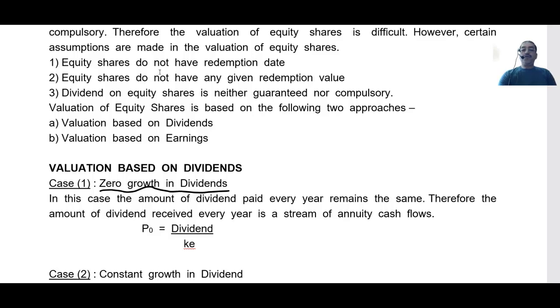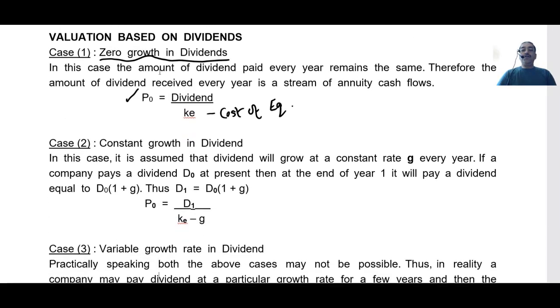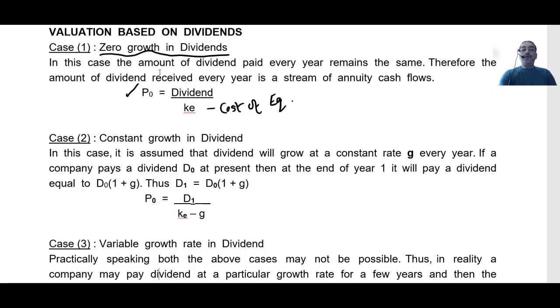So dividend price approach, the formula for calculating the value of equity share is P0 is equal to dividend divided by KE. KE is equal to your cost of capital, cost of equity. KE is cost of equity. Okay. Now, if there is a constant growth rate in dividend, it is P0 is equal to D1 upon KE minus G. Actually, this formula is coming from where? It is coming from the Gordon's formula. KE is equal to D1 upon P0 plus G.